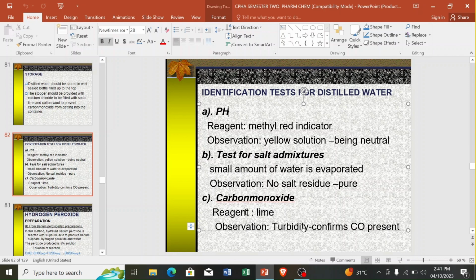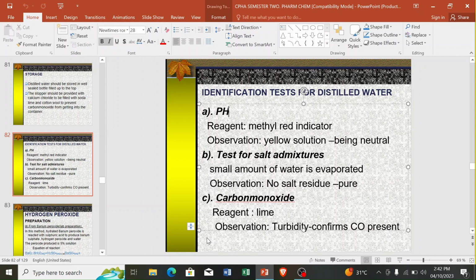We also have other identification tests. For example, for organic compounds, we make sure that we use potassium permanganate. So when we add potassium permanganate to our water and we have no observable change, we shall say that organic compounds are absent.